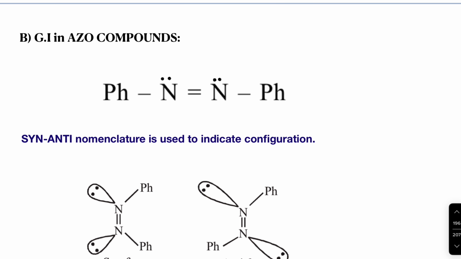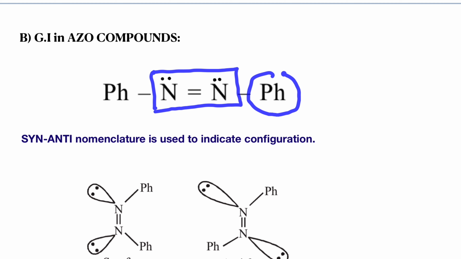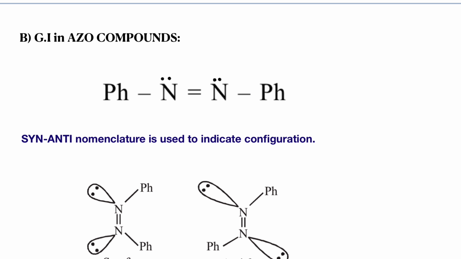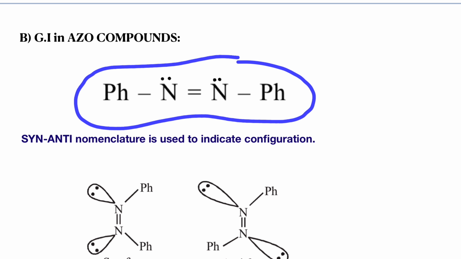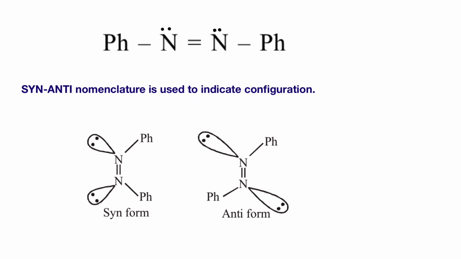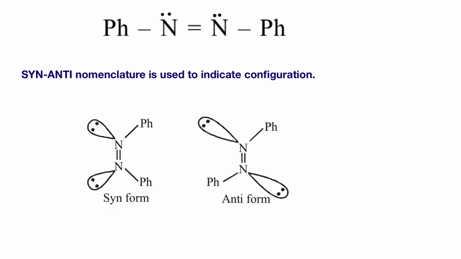Now let us move on to the second category, azo compounds. First you have to know what an azo compound is. In an azo compound, there is an N double bond N, and each nitrogen is attached to one group. It can be an alkyl group, phenyl group, whatever it may be. Here I am taking a phenyl group. So this particular structure is called an azo compound. In case of azo compounds, we use syn anti nomenclature, and if you want, you can give EZ configuration also. Only thing, you have to follow CIP rules.